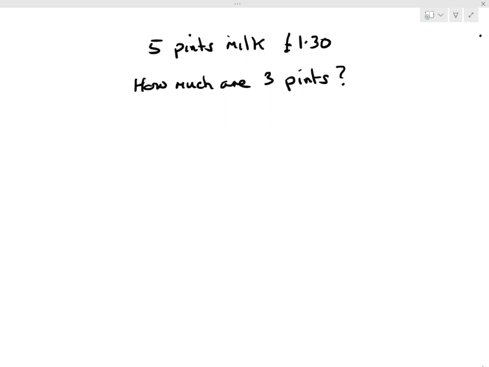Because the more pints you buy, the more it's going to cost you, assuming that the pint of milk is the constant, the same price. So you get £1.30. I'll do it in pence and divide that by 5, and that gives you 26 pence a pint. And then you just do 3 times 26, which gives you 78 pence in total. Nice and easy.